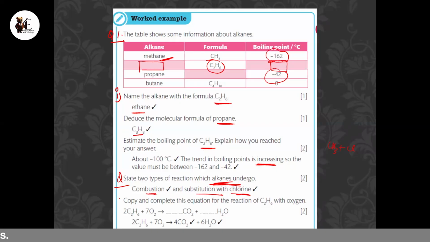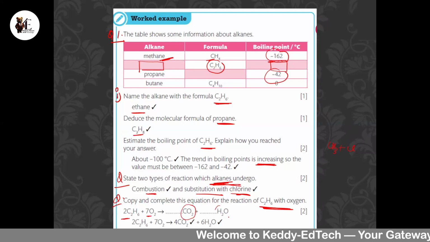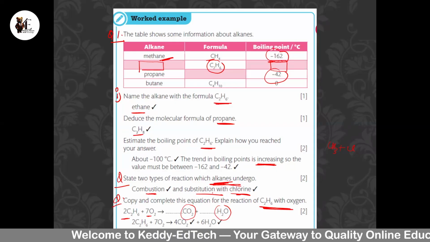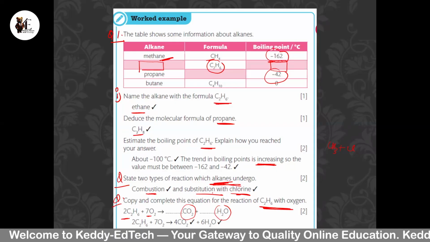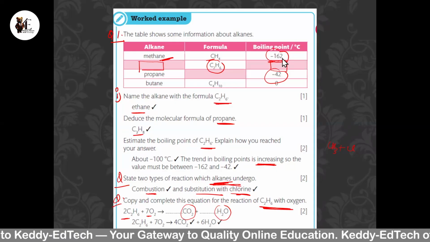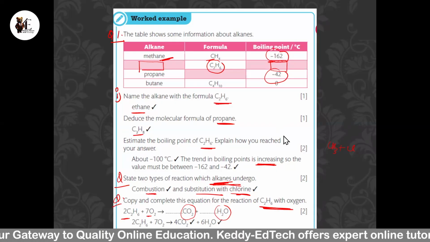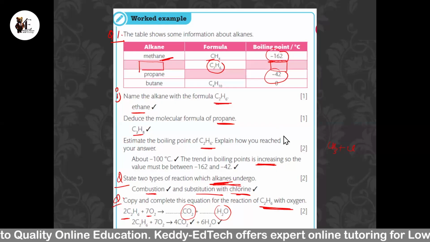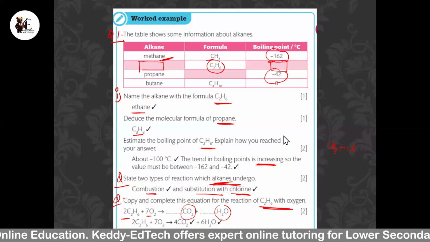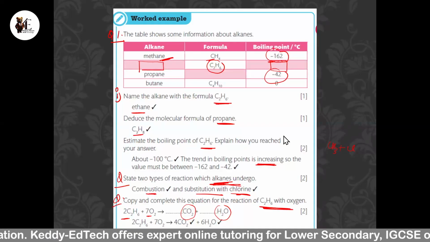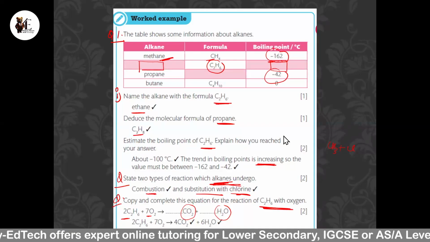Next question is copy and complete this equation for the reaction of C2H6 with oxygen. C2H6 reacts with oxygen. It forms what? Only two products, carbon dioxide and water. Then you have to just balance the equation, and I hope you know how to balance the equation. Okay. So whenever there is a combustion of alkane, the products are always carbon dioxide and water. Clear? Combustion always produces carbon dioxide and water.